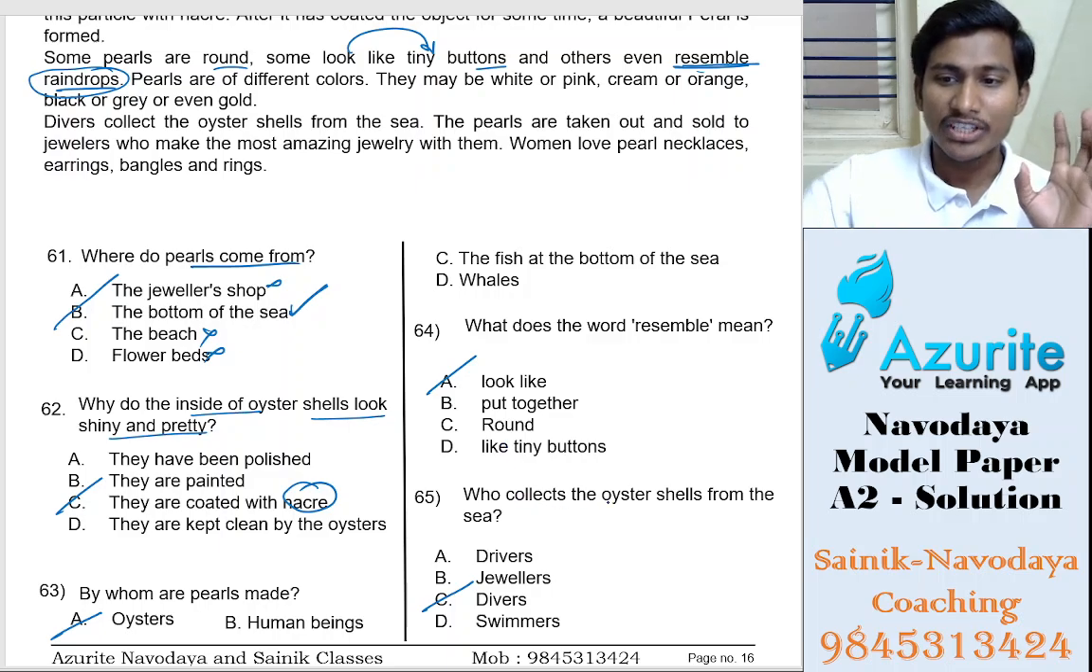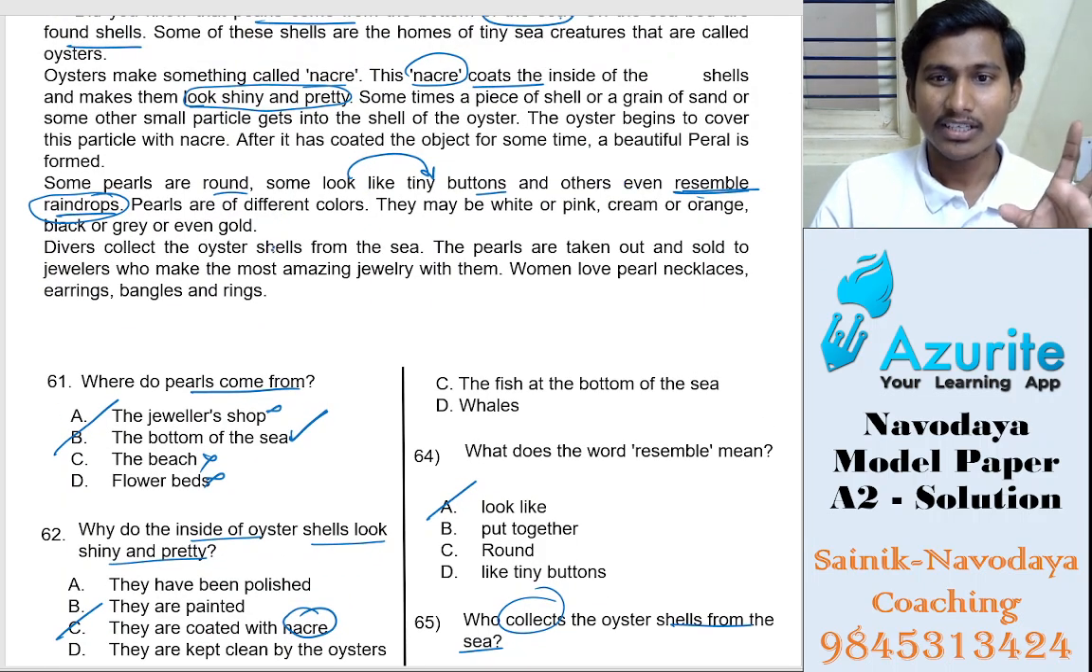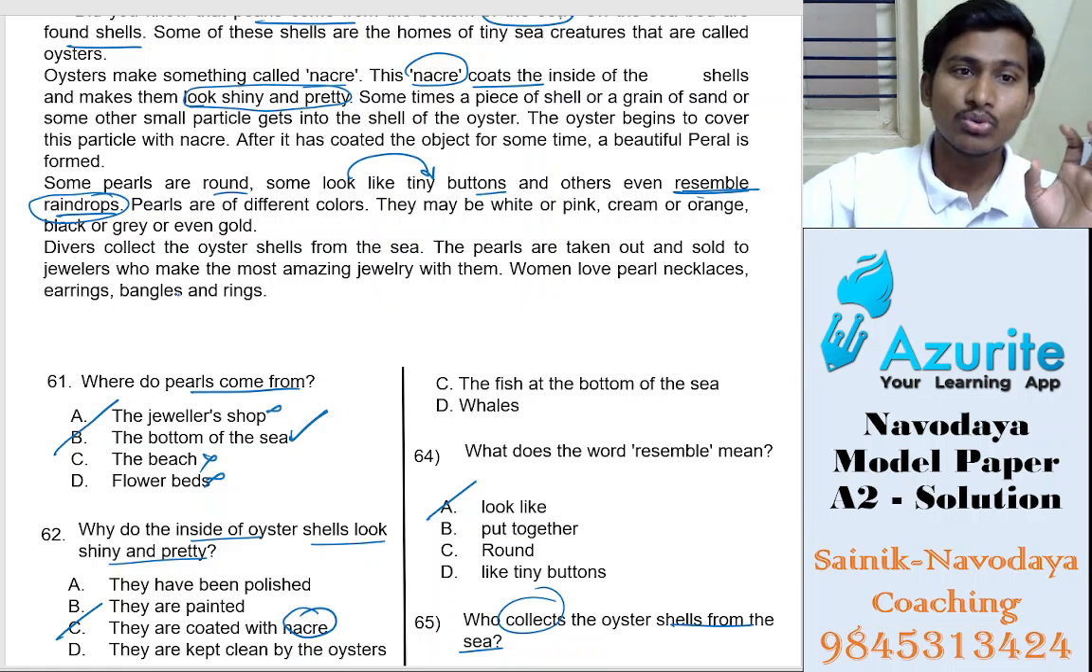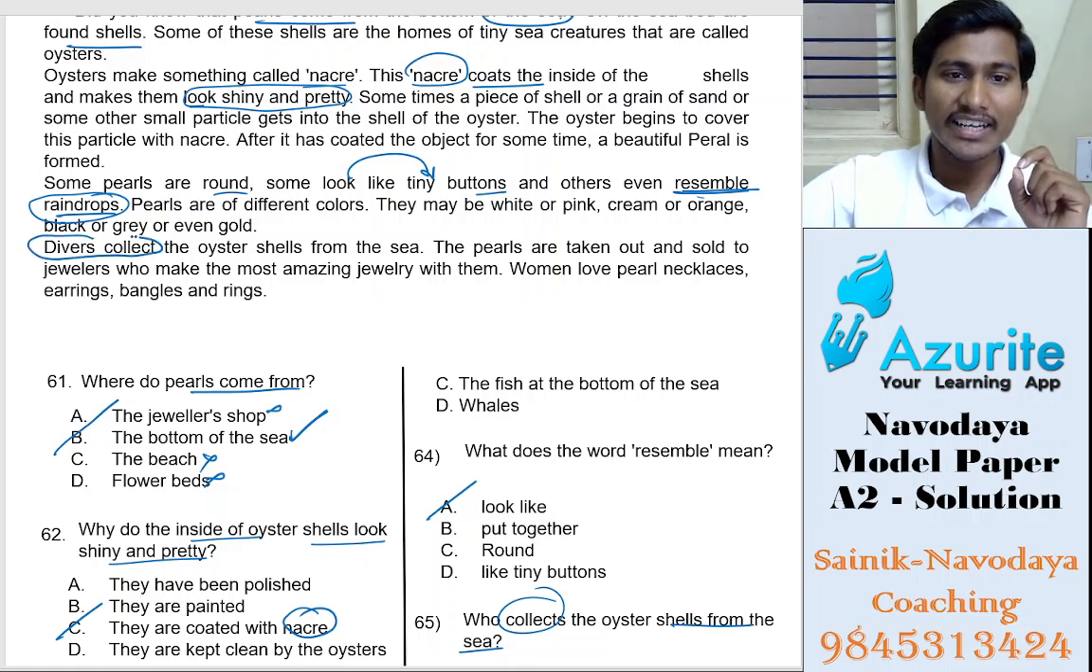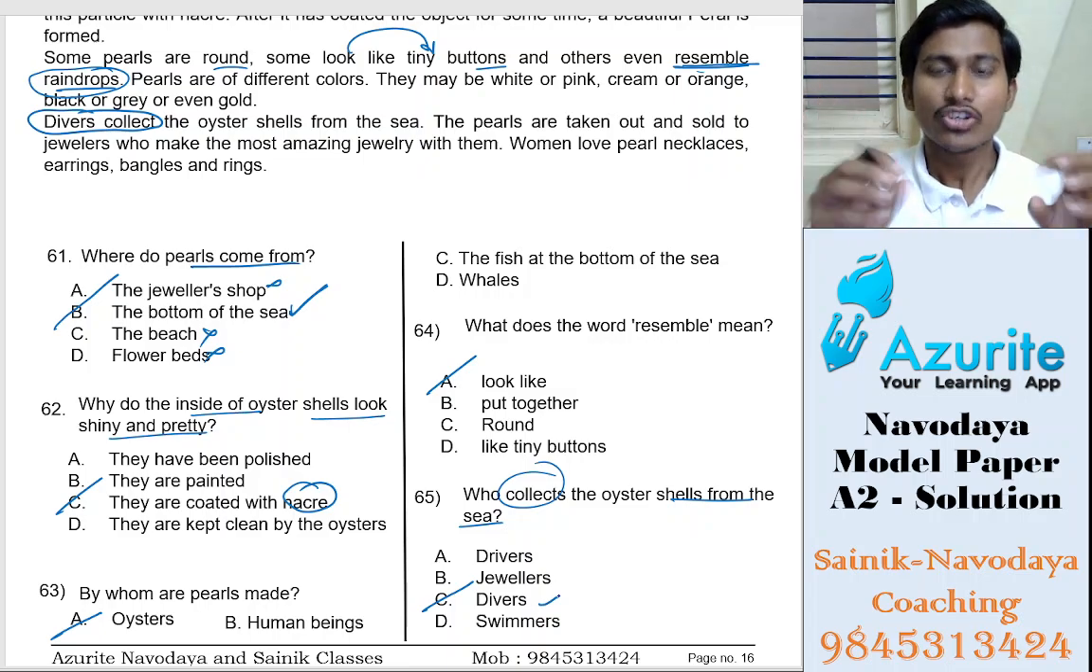Now 65. Who collects the oyster shells from the sea? So who collects the oyster shells? Let us see the options now and read the passage. Divers collect. So who collects? Divers collect. That's it, right? It is option C, divers. Very easy, right? So that is how you should do it.